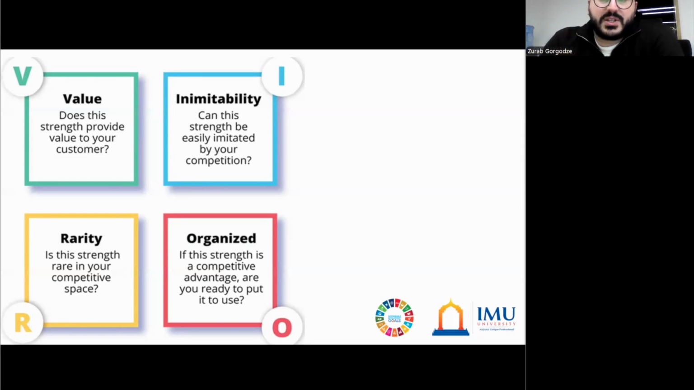And fourth, organization. Is the company organized to capture value from the resource? This includes having the right systems, processes, and structures in place to leverage valuable resources effectively. By evaluating resources through these 4 lenses, organizations can identify which capabilities can provide a sustainable competitive advantage.